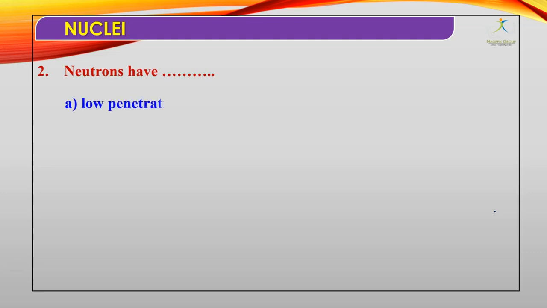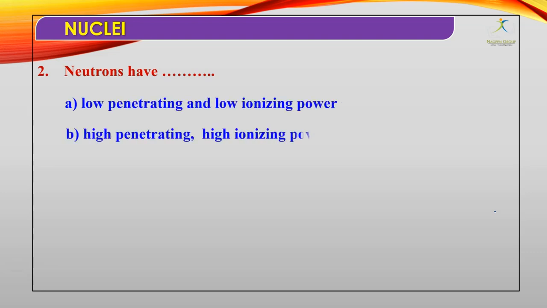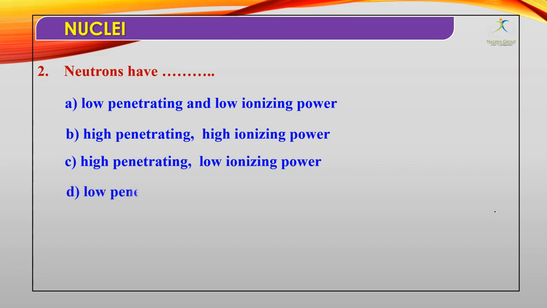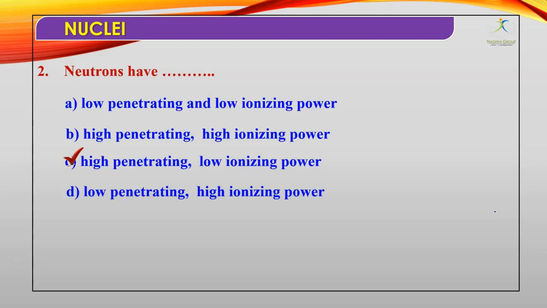Next question. Neutrons have: low penetrating and low ionizing power, high penetrating and high ionizing power, high penetrating and low ionizing power, or low penetrating and high ionizing power. So the correct answer for this question is: neutrons have high penetrating and low ionizing power.